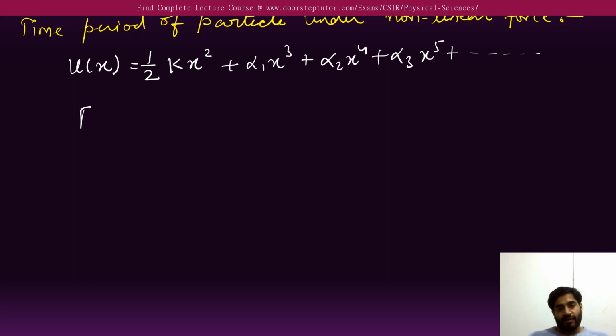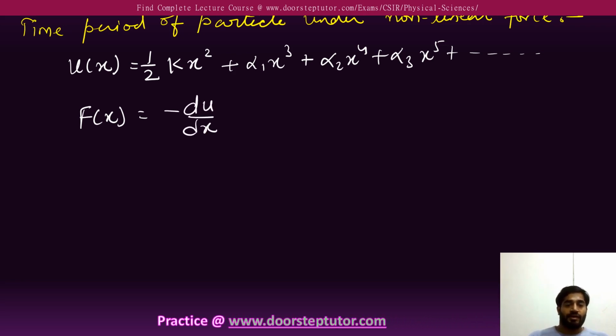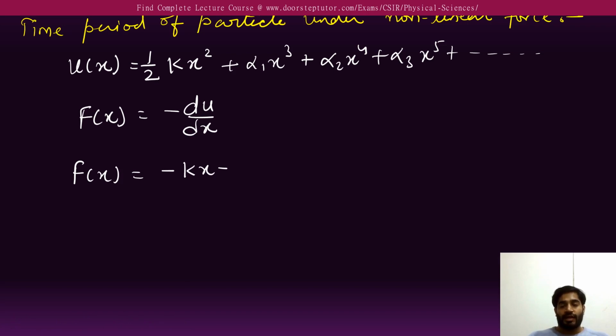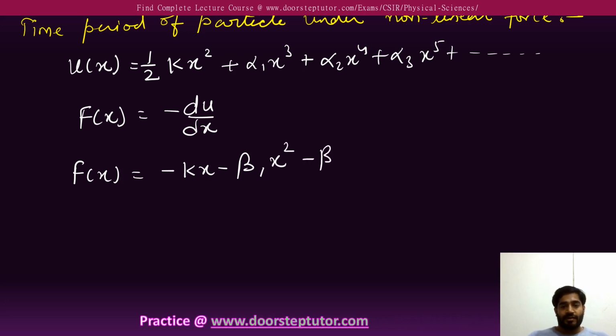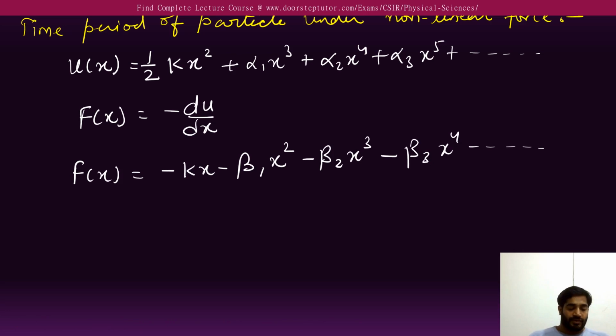By this, can I find the force easily? Yes, it is going to be minus dU over dx. And from here, what is F of x? It is nothing but minus kx minus 3 alpha 1 x squared. But 3 alpha 1 is itself a constant. So instead of this 3 alpha 1, I will just put beta 1 x squared, minus beta 2 x cubed, minus beta 3 x to the power 4, and so on. This is what we have as the force.